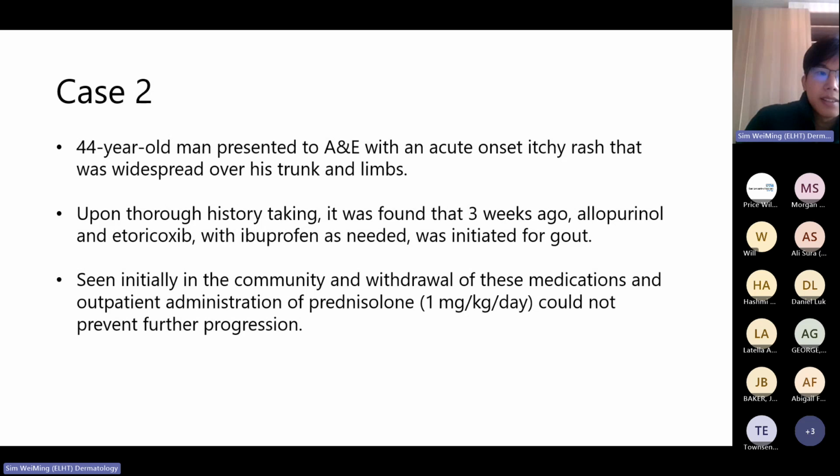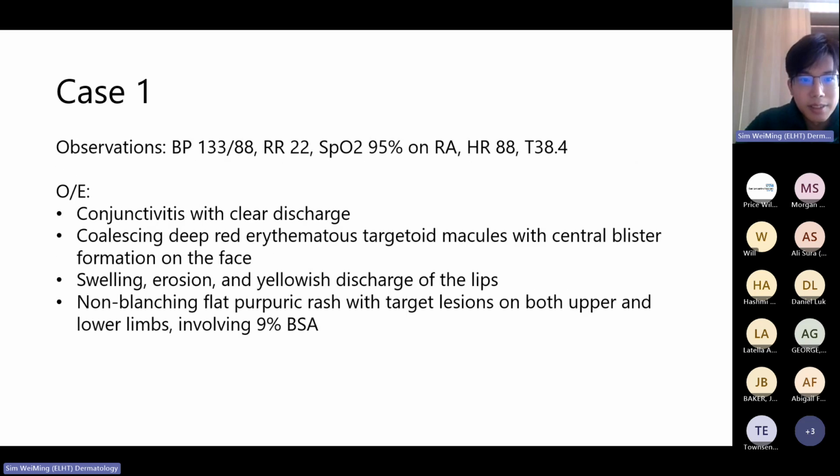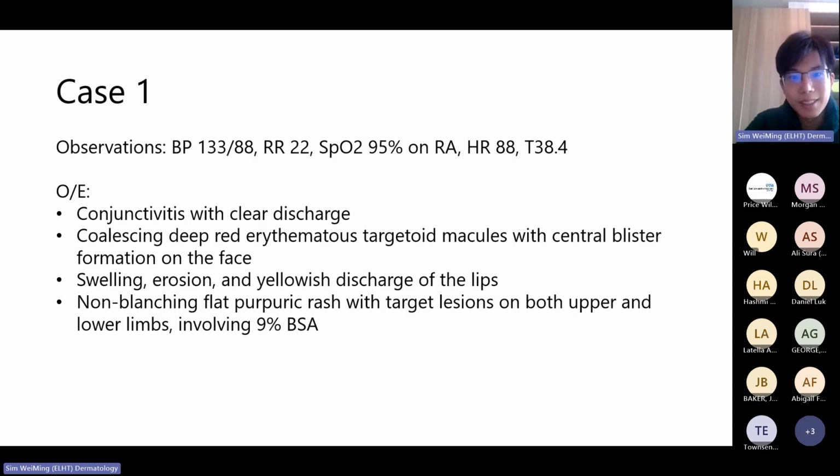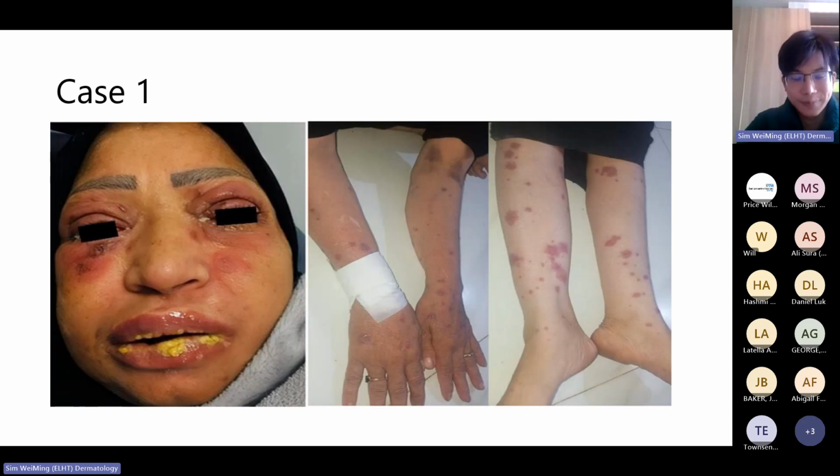We've got a second case. So you've got a 44-year-old man that presented to A&E with an acute onset itchy rash that was widespread over his trunk and limbs. And sorry, I forgot to mention just now, for case one, it is likely secondary to ibuprofen. So that was the only thing that was salient in the history. So the ibuprofen, sadly, the one dose of 800 milligrams has caused her to look like that. I'm not saying that it happens in all cases, but just be mindful.